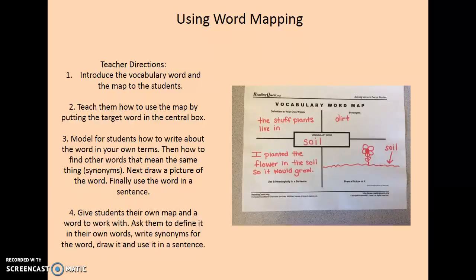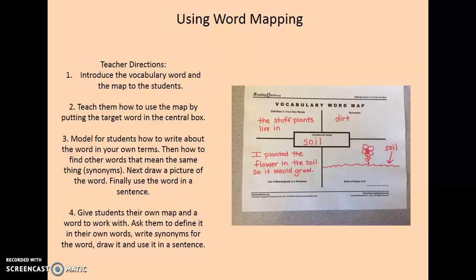I think it's the most difficult part of a word map, and I want them to have the three other components to help them create that sentence before they get there. So we drew a picture of a flower, and we labeled where our soil was. Just from that picture alone, you should be able to define the word that's in the middle of your vocabulary map. After that, students are asked to create a meaningful sentence.